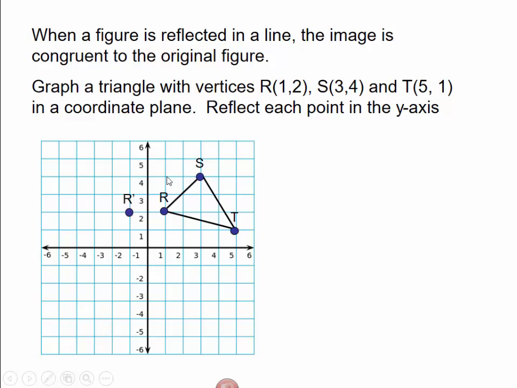So my S is 1, 2, 3, so I go 1, 2, 3, and there's my S. My T is 1, 2, 3, 4, 5, so I go over 1, 2, 3, 4, 5, and I connect my points. And so there's my reflection. I note that it's a reflection with the letter prime. You do not have to copy this down.